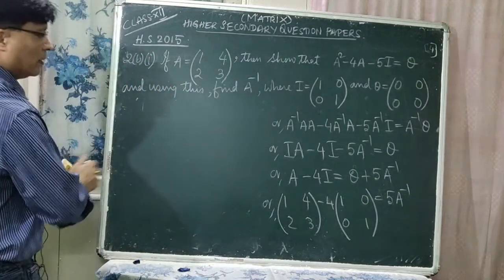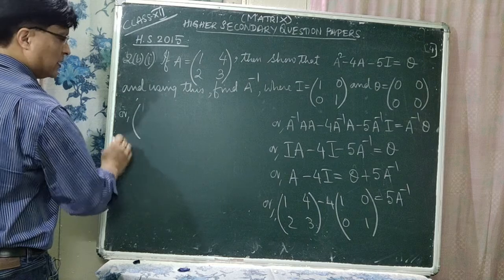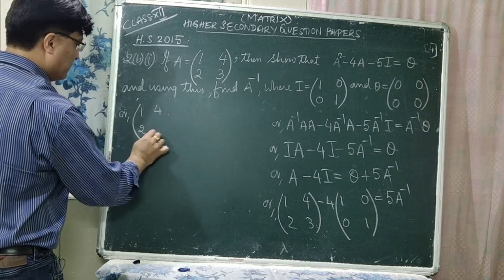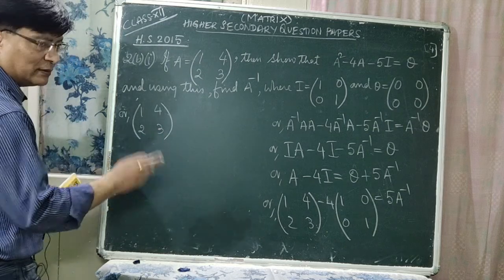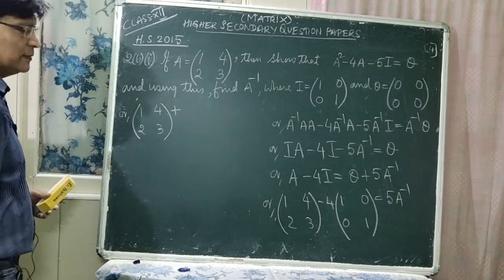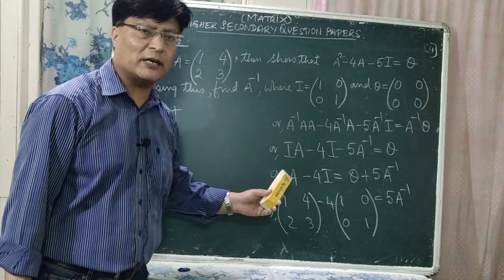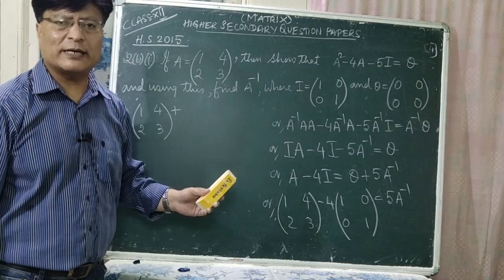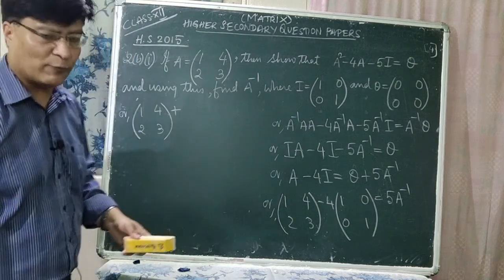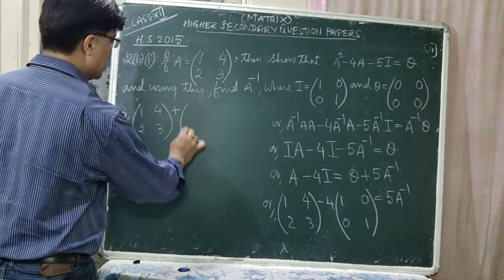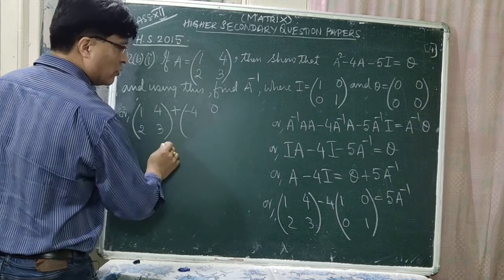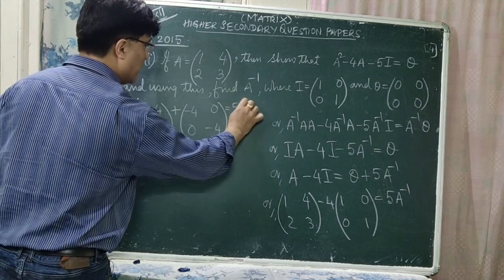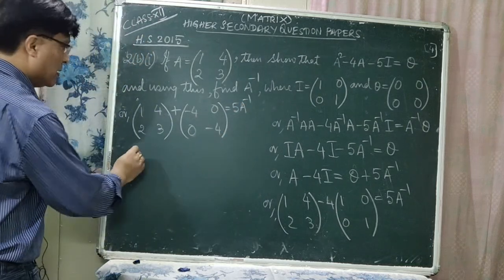Now simplify the left hand side. First matrix remains the same, 1 4 2 3, then make it plus sign. Now this minus 4 is the scalar multiplication of that identity matrix, and all the elements of the identity matrix can be multiplied by minus 4. So what do we get? Minus 4, 0, 0, minus 4, which is equal to 5A inverse.